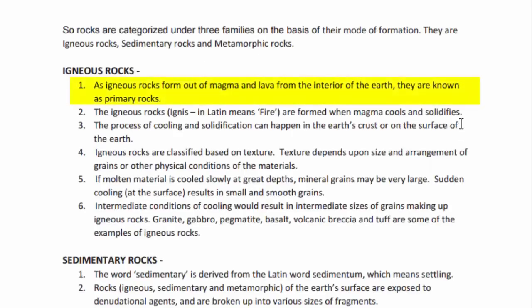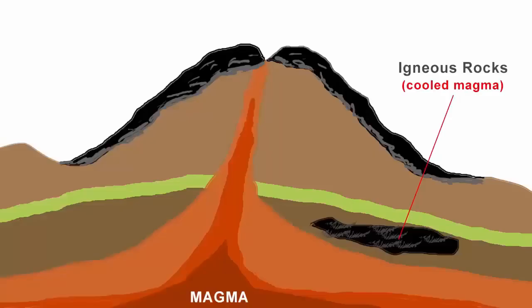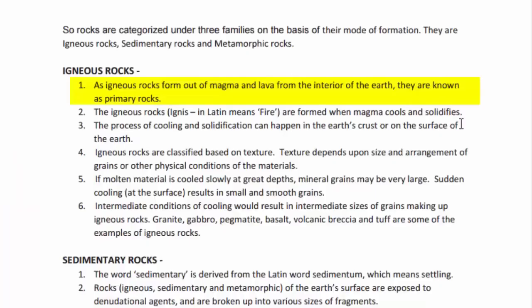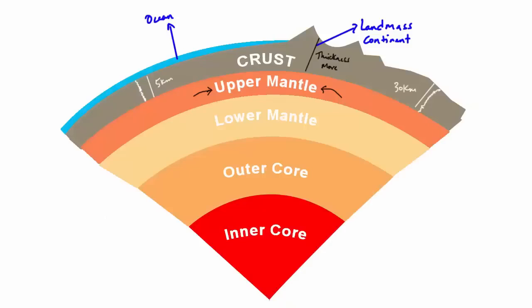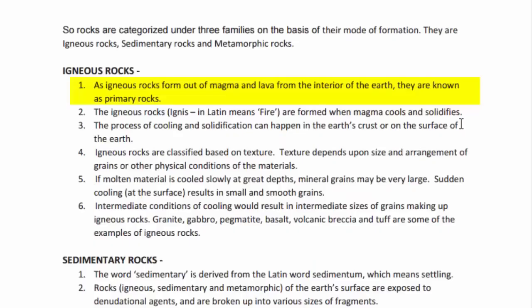So, the first one is igneous rock. Now, igneous rocks are formed out of magma and lava from the interior of the Earth. So magma is also called molten rock, and it is found in the mantle of the Earth. If you remember this pic showing the different layers of Earth, mantle is filled with magma, and when magma comes out of the surface, it cools down and becomes solid. That's how the igneous rocks are born.